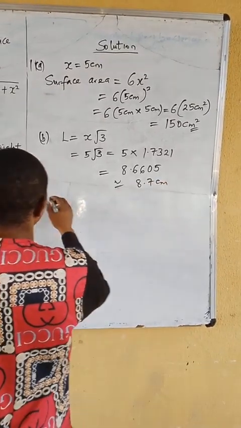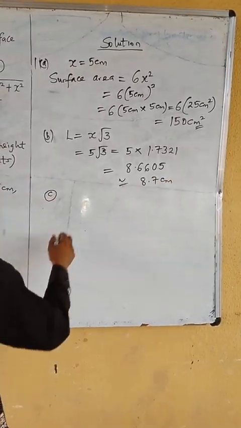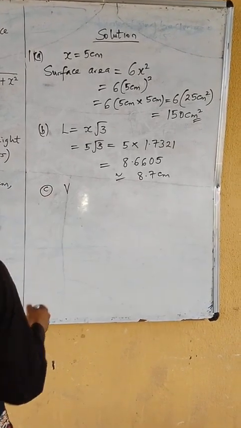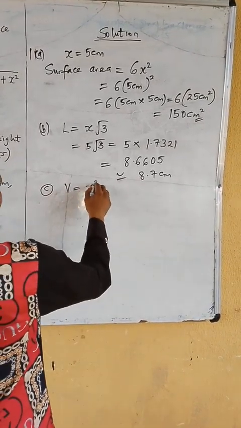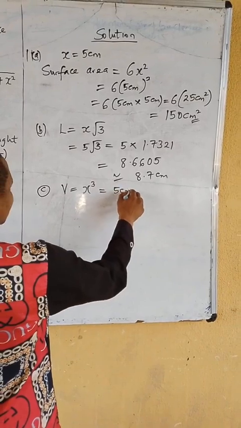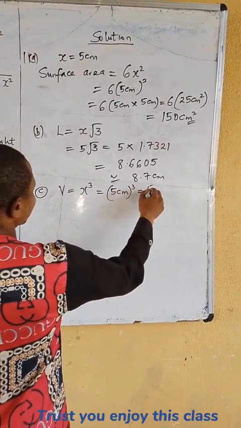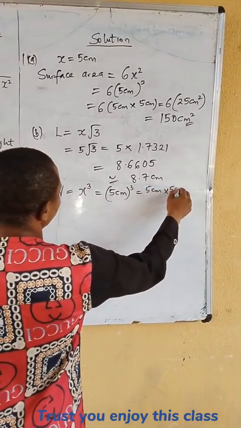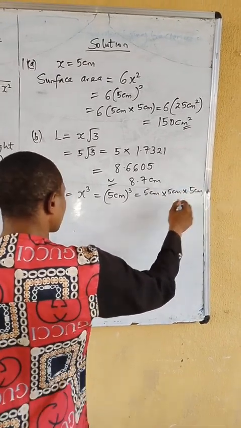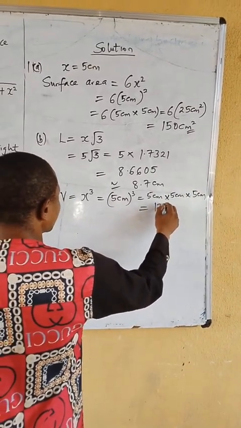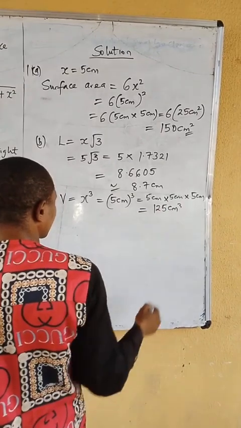So in other way around, we can round it up to 8.67 centimeters. Then the C aspect, that's the volume. Don't forget that the volume is s cubed. So that means we are going to have 5 centimeter cubed, and that will be 5 centimeter times 5 centimeter times 5 centimeter. So we are going to have 125 centimeter cubed.